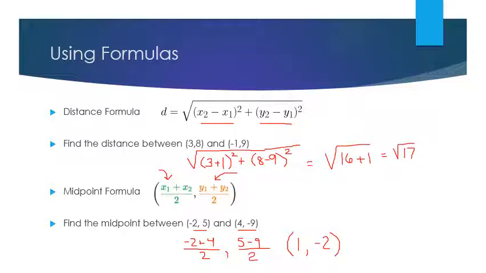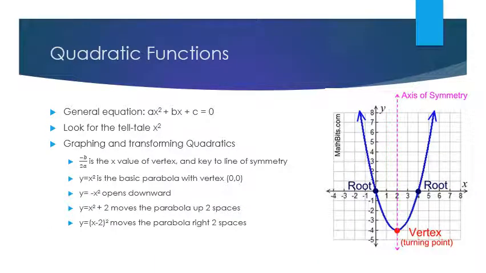And you look at it, you know, halfway between -2 and 4, yeah, 1 seems pretty reasonable. It's 3 spaces from each of those. And halfway between 5 and -9 would be -2. And if you put this on a graph, it would be even more obvious. And I do recommend that you have a piece of graph paper with you when you're taking this test, because some of these problems become more obvious if you can see them in a visual way.